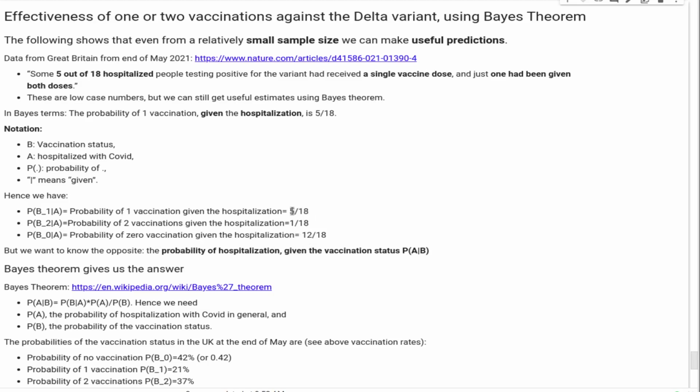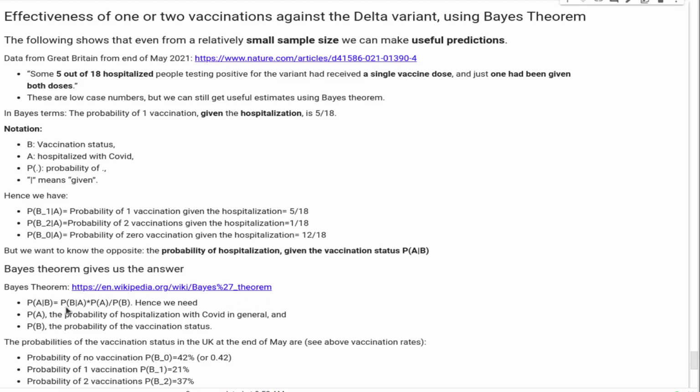So this is now what we can learn from this article. But we want to know the opposite. We want to know the probability of hospitalization given the vaccination status. Right? We want to know how well does 1 or 2 times vaccination protect against the Delta variant. But we have it the other way around. And Bayes' theorem gives us the answer. It shows us how to do it.